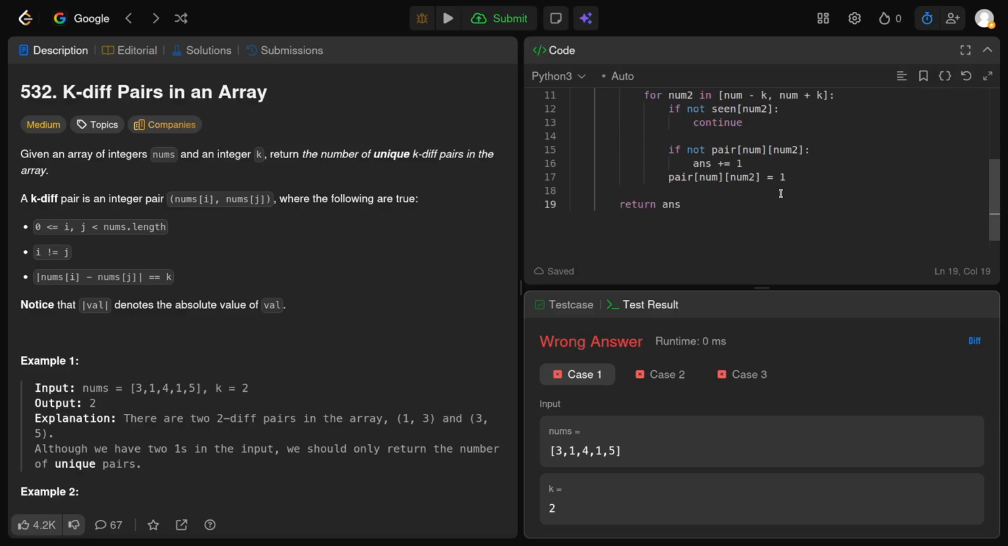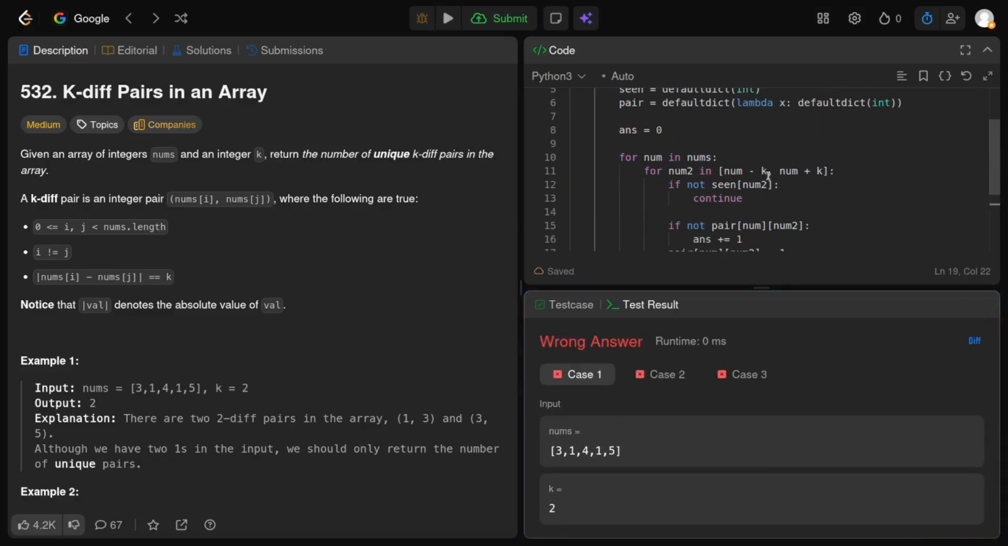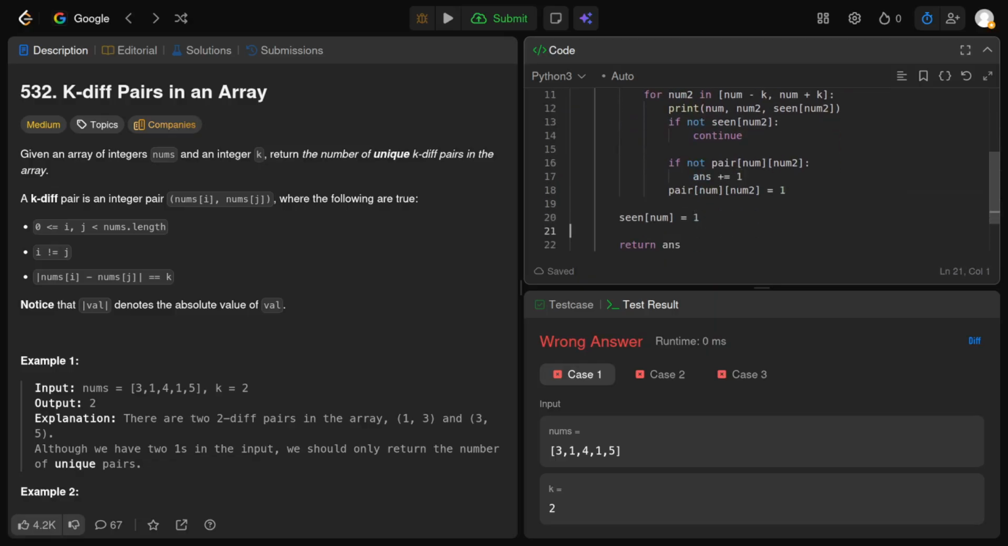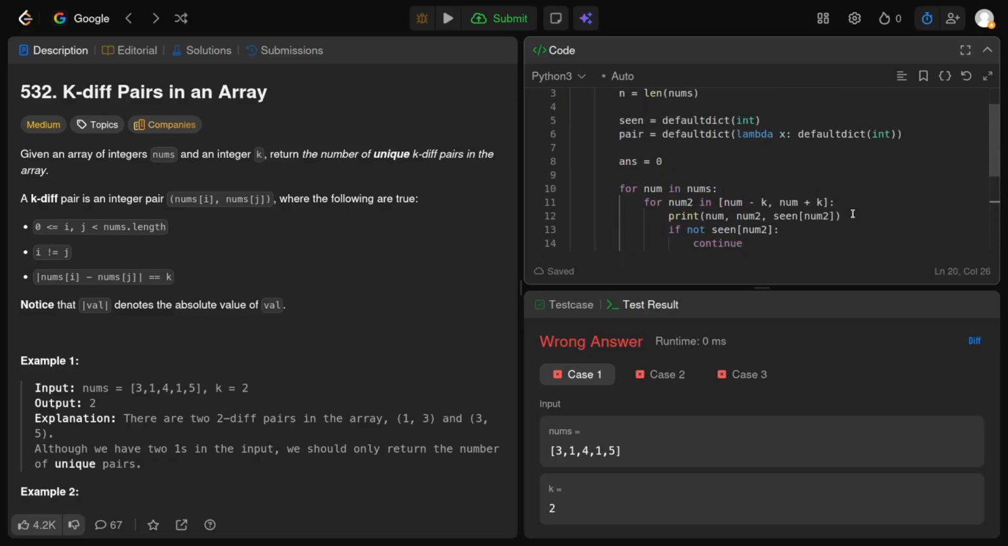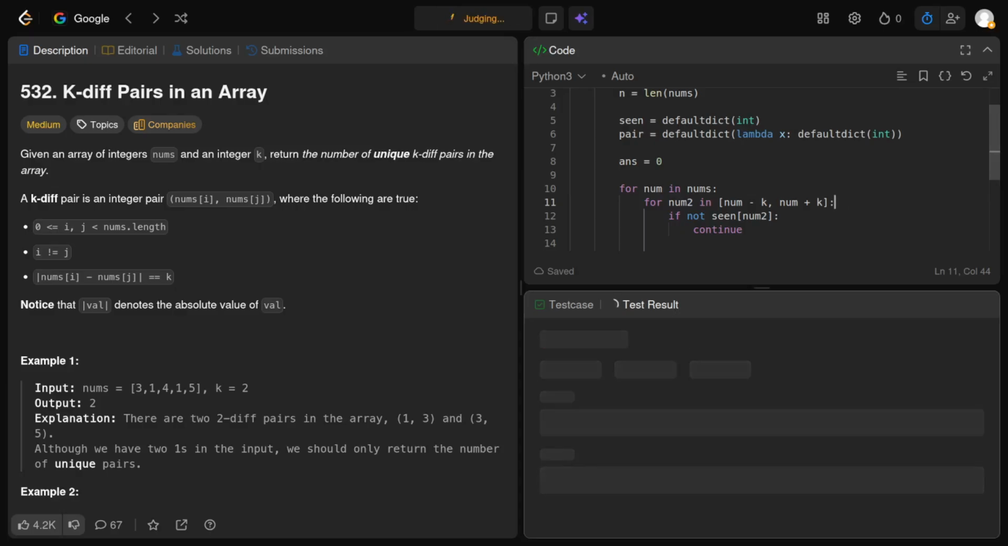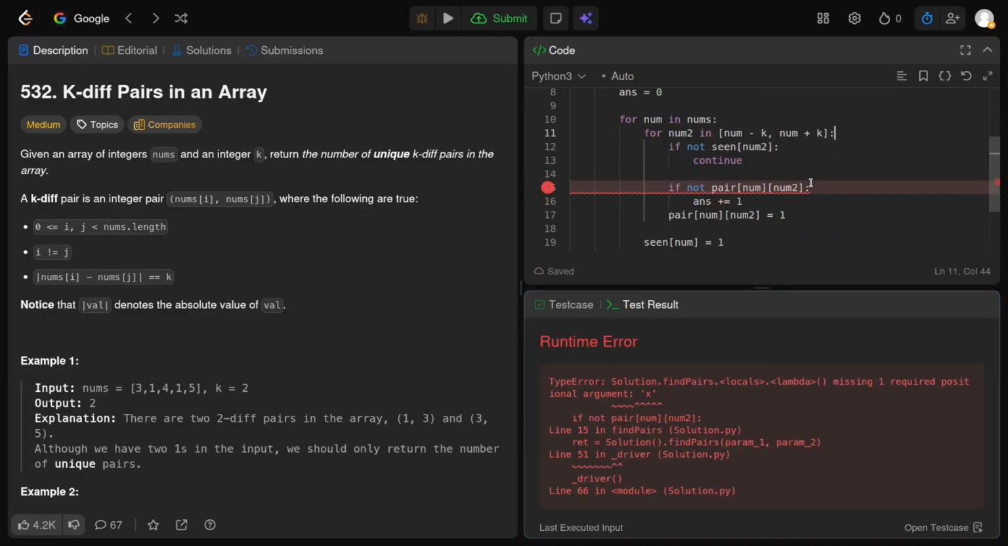Oh, I'm not updating seen. Okay, seen. Still wrong answer. Interesting. Print num2, seen. That's the outer function. Error. Where? What are we doing?